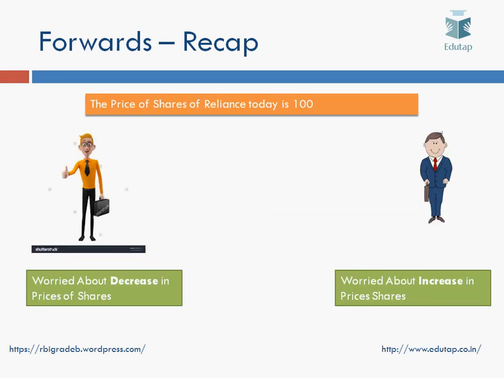So we have two persons with opposite views. Ram, who wants to sell those shares, is worried about the decrease in price of shares. Sham, who is interested in buying those shares after 30 days from now, is worried about an increase in the price of shares.